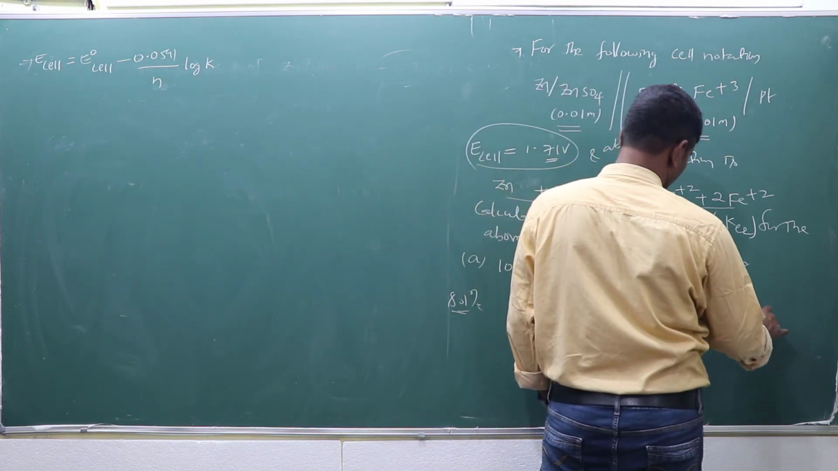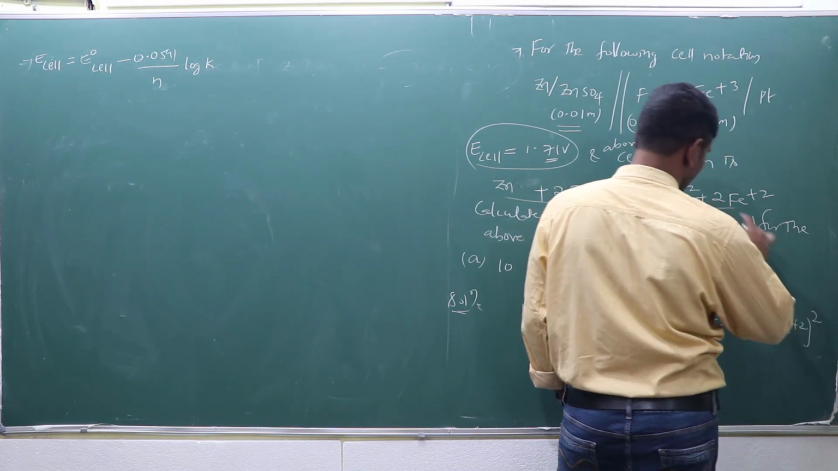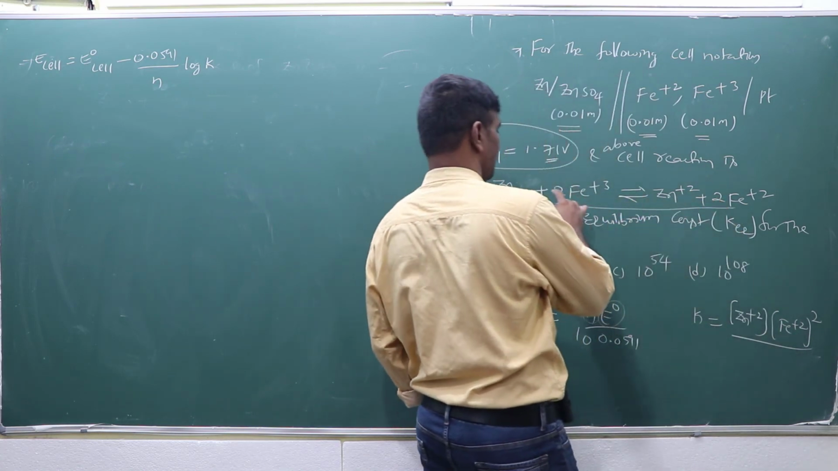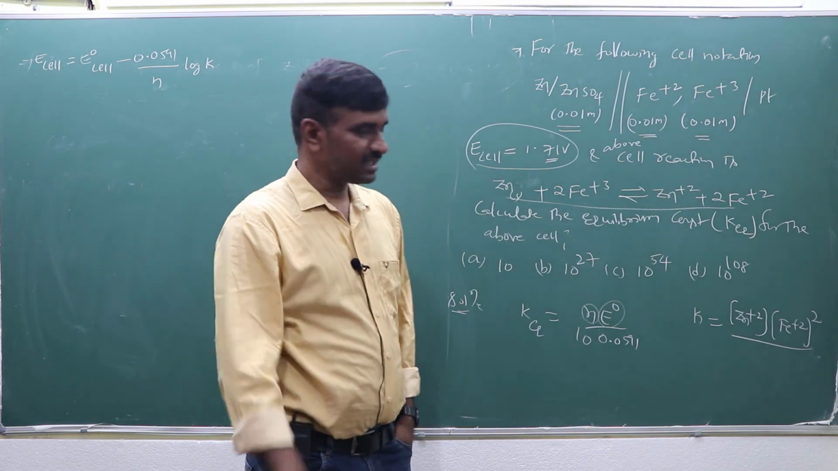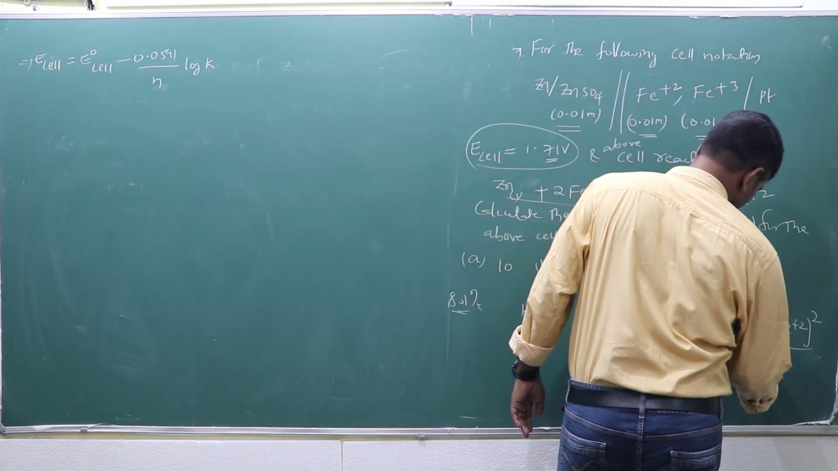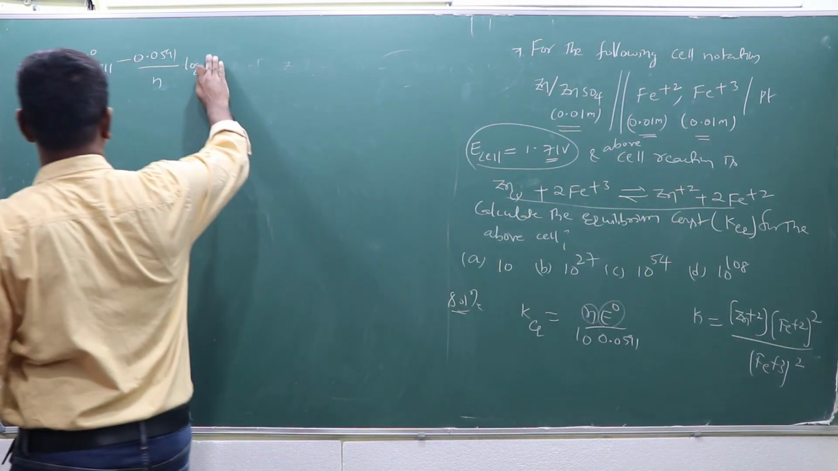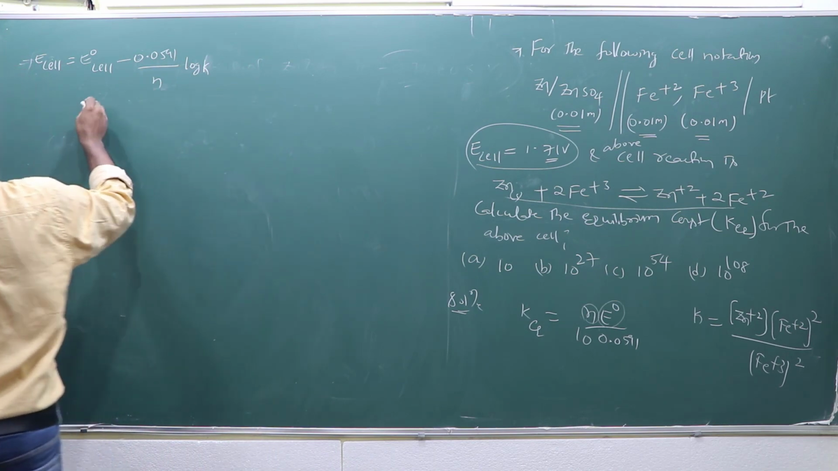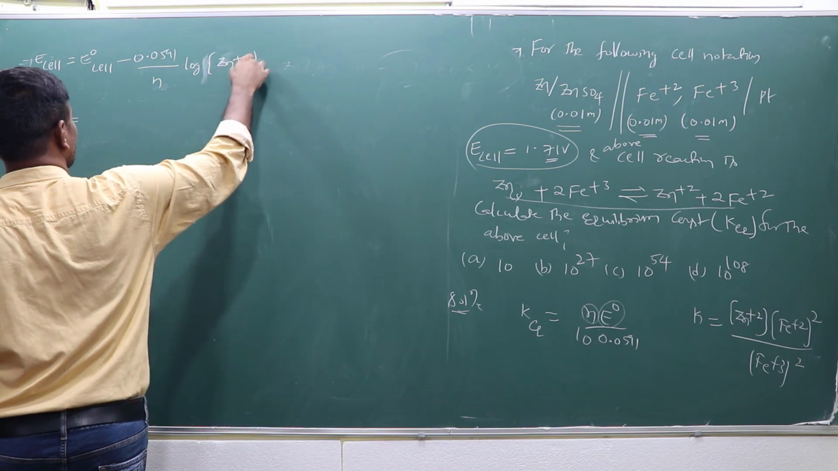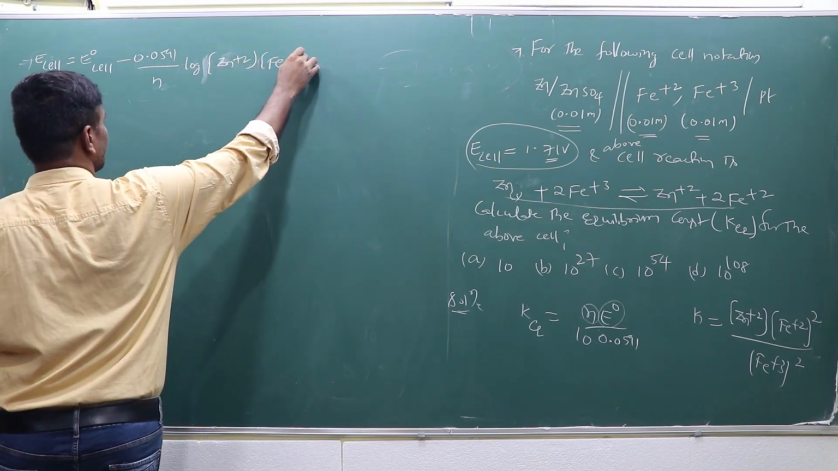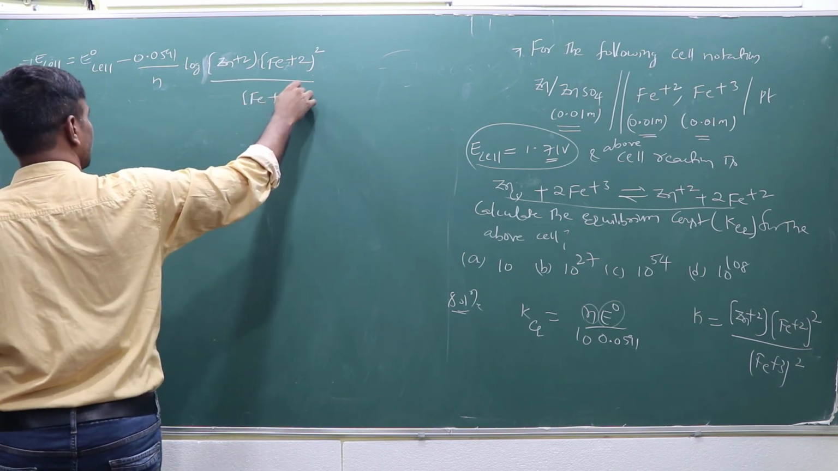Zinc plus 2. Next, Fe plus 2 concentration, how many equivalents? 2 equivalents, so squared, by the zinc solid, which you can take as 1 in the neutral form, and 2 equivalents of Fe plus 3, so Fe plus 3 squared. So log K is log of zinc plus 2, Fe plus 2 whole square by Fe plus 3 whole square.